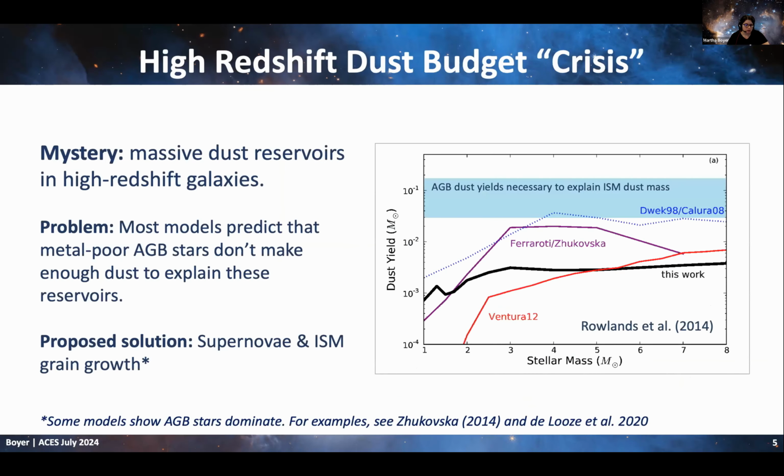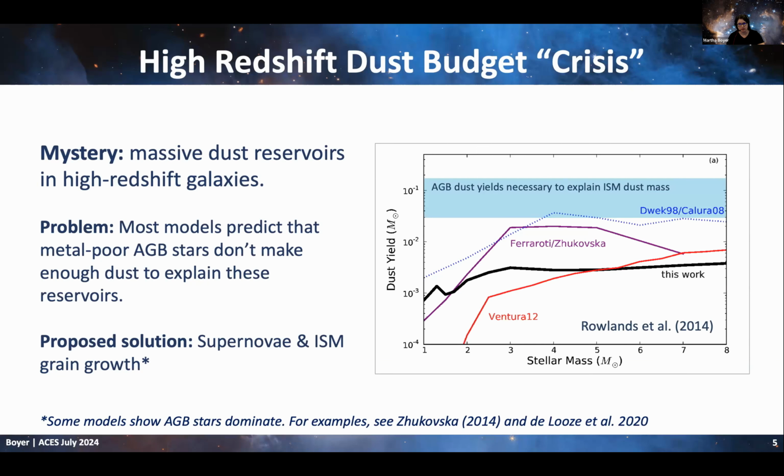But when you go to high redshift, the story changes a little bit. This is something that has been called the high redshift dust budget crisis. What this refers to is that in high redshift galaxies, there are these massive dust reservoirs, and nobody knows how you can make that much dust that early in the universe. Most of the models of AGB dust yields have predicted for years that AGB stars don't make enough dust fast enough to explain these dust reservoirs.